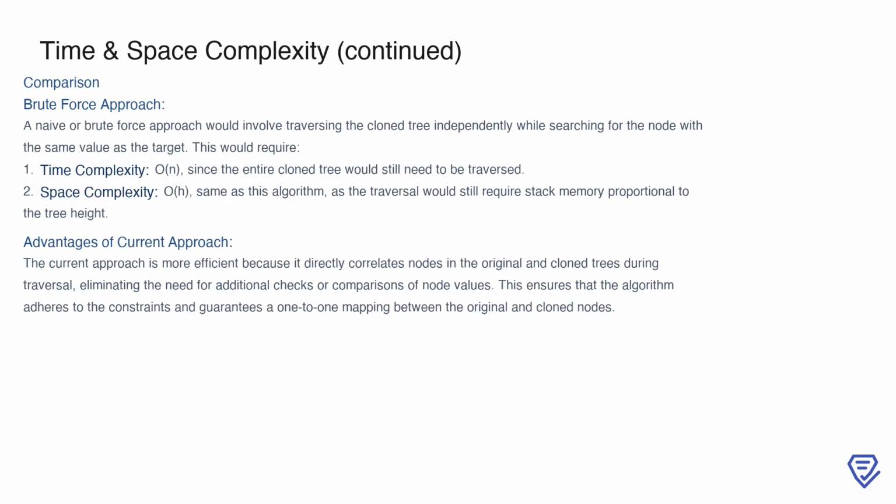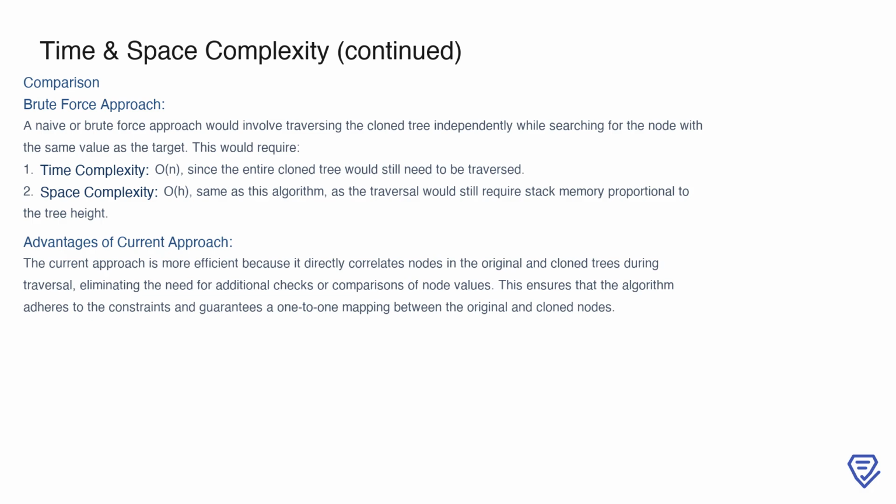Next, let's compare this approach with a brute force method. A naive approach would involve traversing the clone tree independently to search for a node with the same value as the target. While this method still has a time complexity of O(n), since it requires visiting all nodes in the clone tree, it lacks the efficiency of directly correlating the original and clone nodes during traversal. The space complexity remains O(h), as the traversal still requires stack memory proportional to the tree's height.